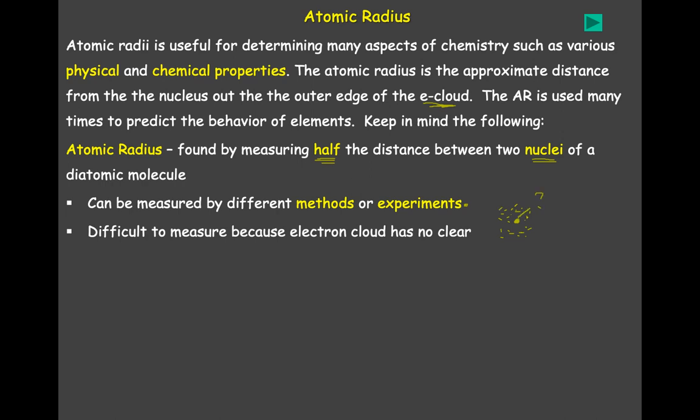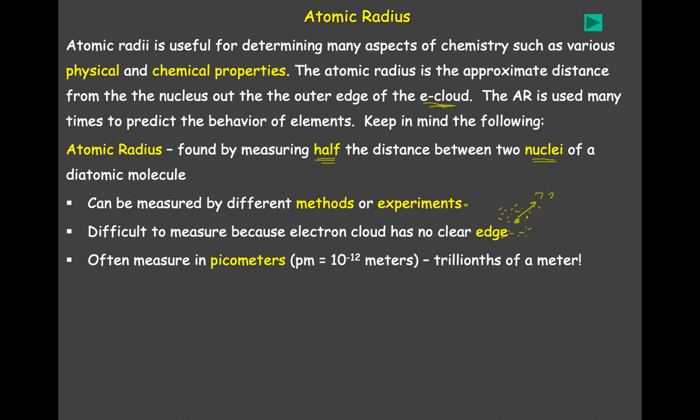So what is the radius here? We don't really know, so we have a guideline for this. The atom has no clear edge to it. We generally measure this in picometers, which is a very small measurement. Typically, this is going to be in the hundreds of picometers or even less. This is basically trillionths of a meter.